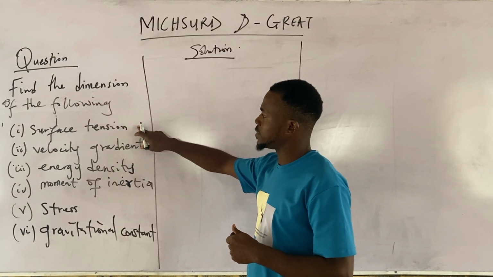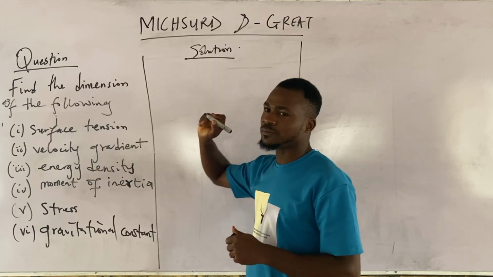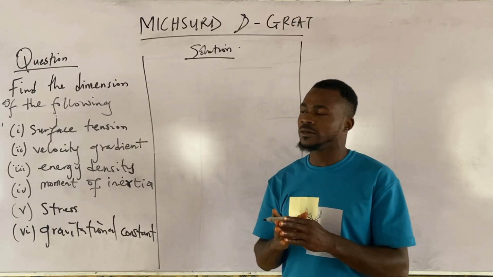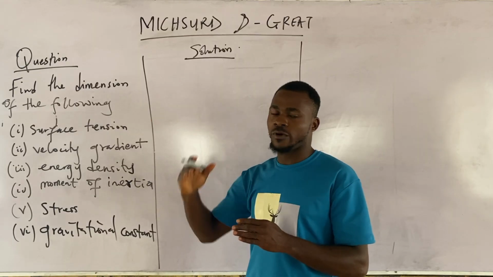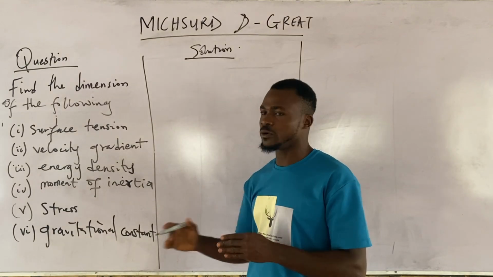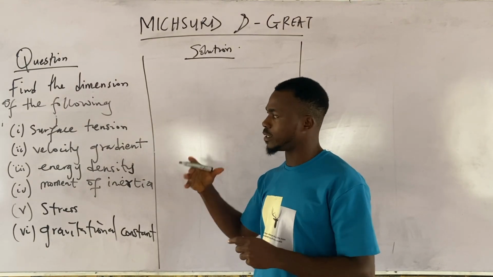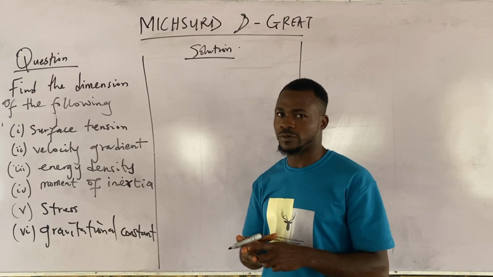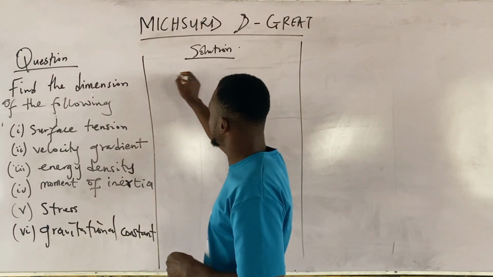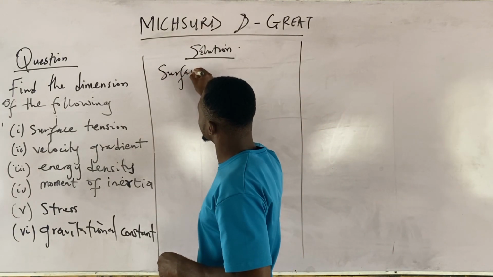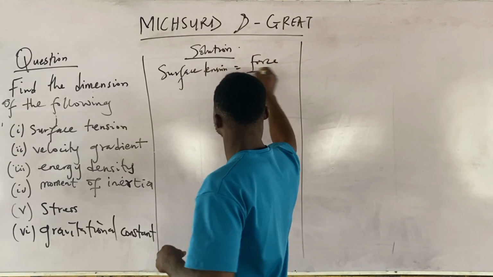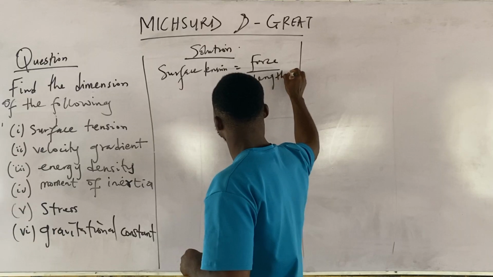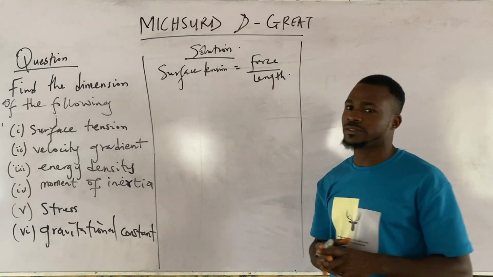Now, we are going to start by writing the formula for each of these physical quantities. Before we get the dimension, we want to know the formula first, then we can calculate the dimension. Now, the surface tension is force per unit length. So this is the formula for surface tension.